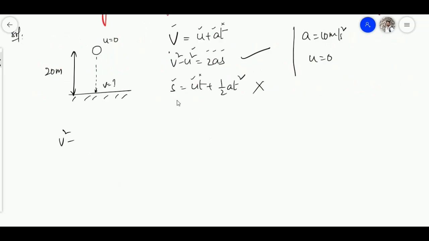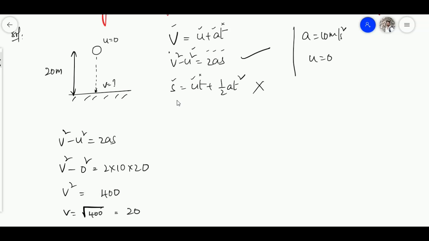So v square minus u square equal to 2as. v square minus 0 square equal to 2 into 10 into 20. So v square equal to 400. That means v is equal to root 400. That gives you 20. And the units are the heart. Units are the heart. So we have 20 meter per second.